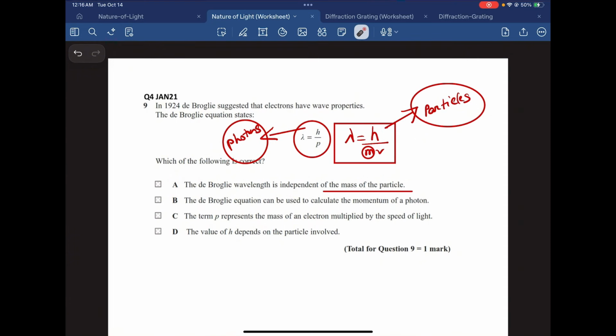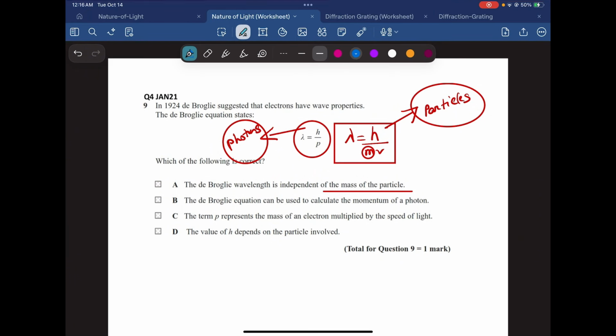No, the mass of an electron multiplied by the speed of the electron, not the speed of light. Okay. The value h depends on the particle involved. No, the h is Planck's constant, which is always constant. Okay. And for photons, we do have another formula as well, which is E equals hf.